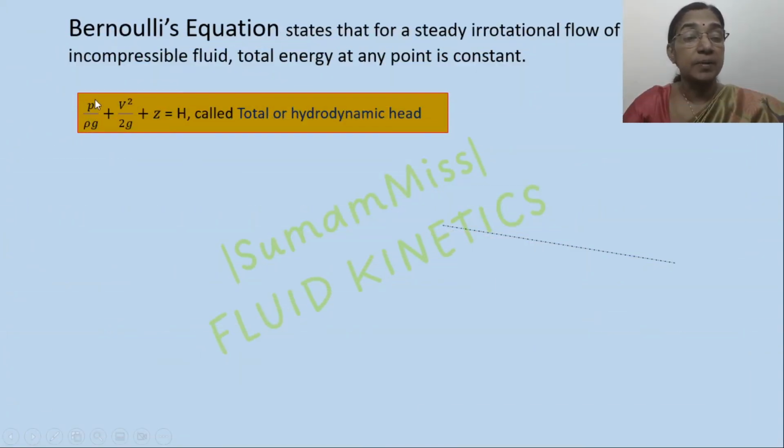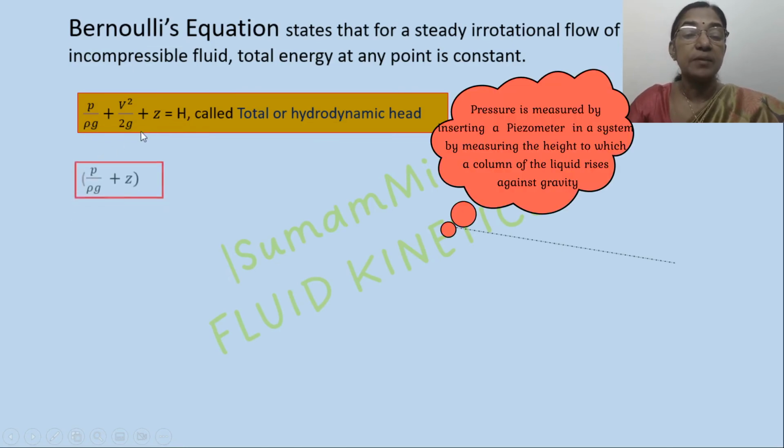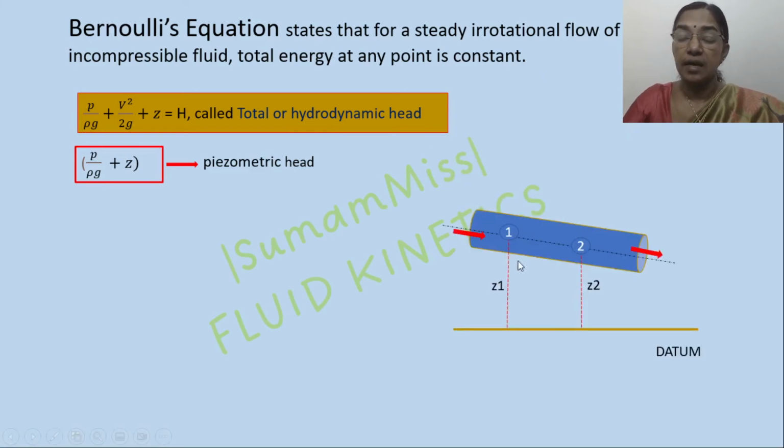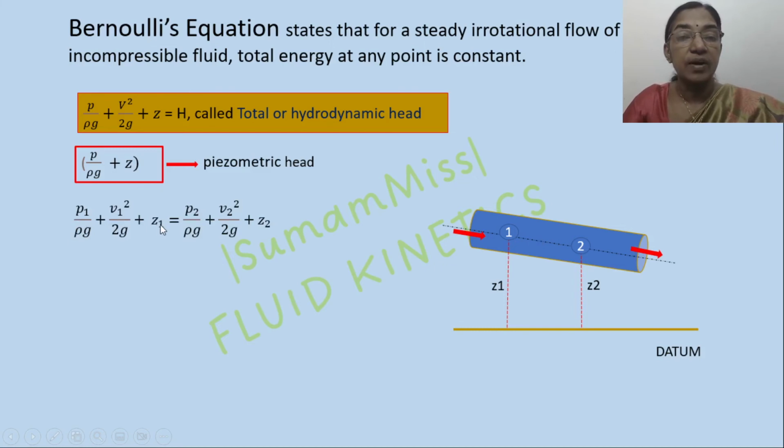The summation of pressure head, velocity head and position head, that is called total energy head, is represented by H. Here P by rho g plus Z is called piezometric head. If you are applying this Bernoulli's equation at 2 points in a flowing fluid, as shown in this figure, that is 1 and 2 are the 2 points, then we can write P1 by rho g plus V1 square by 2g plus Z1 equal to P2 by rho g plus V2 square by 2g plus Z2.